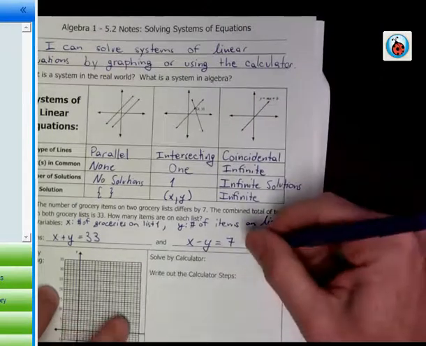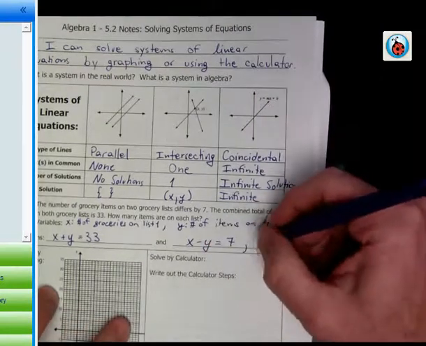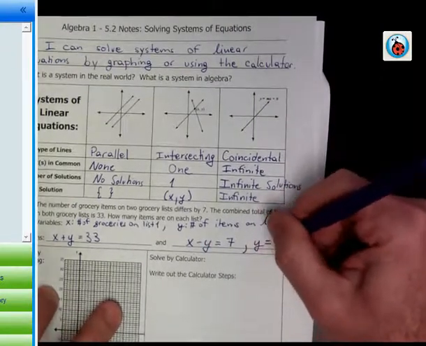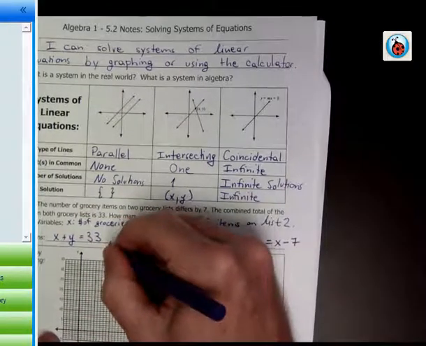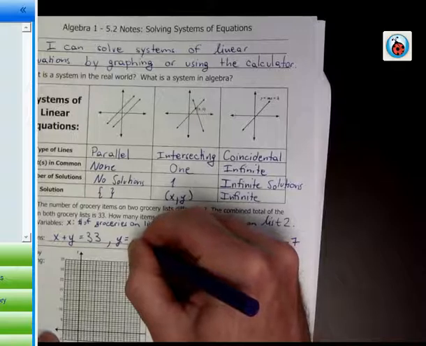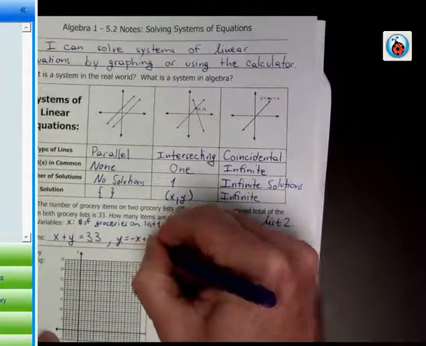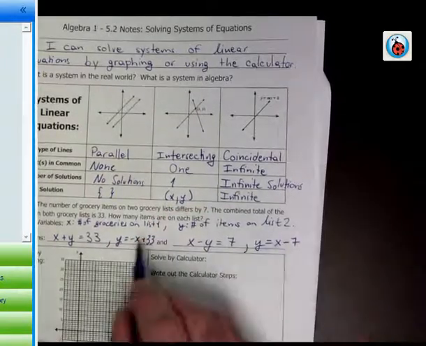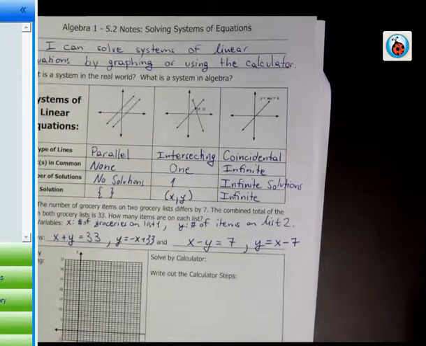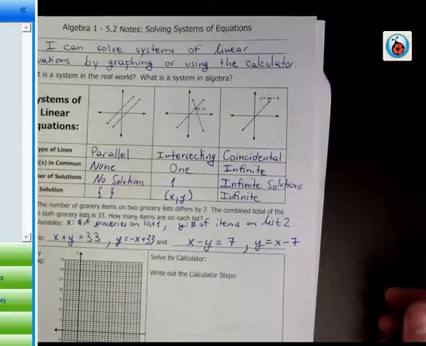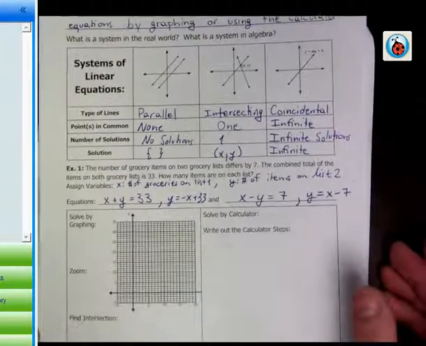These are our two equations. If I solve for y here, I get y equals x minus 7. So that's what we're going to graph. And if I solve for y here, I get y equals negative x plus 33. So I got one line going up, one line going down. Okay, so if I solve this by graphing, move it over a little bit.